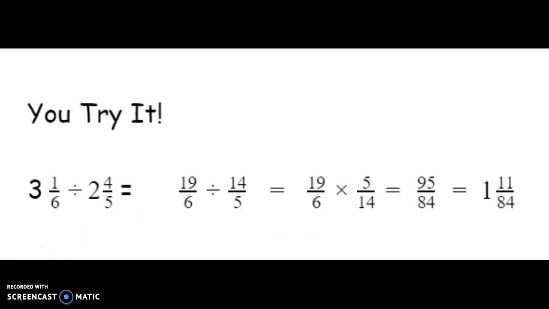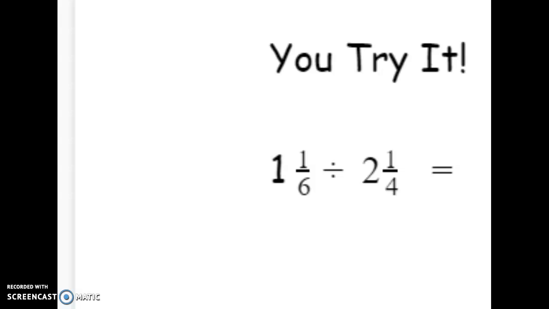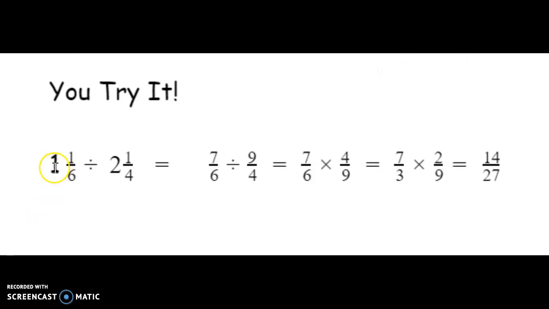One more you try it, and then you'll be ready to start. Our last you try it. 1 and 1/6 divided by 2 and 1/4. Get your pencil and paper ready, work the problem, and here we go. 1 and 1/6 became 7/6. We put our division sign in the same spot. 2 and 1/4 became 9/4. That's our first step. Pretty easy.